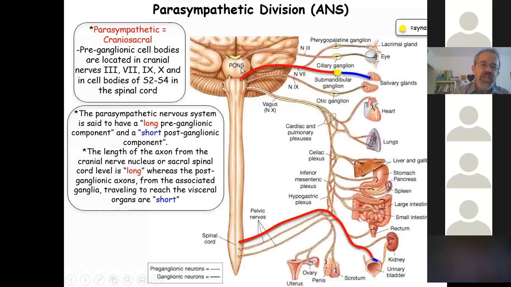All right, so this is just showing, again, the relationship. Here we've got the parasympathetic, which remember has a very long pre, short post. Long pre, short post. And it involves cranial nerves 3, 7, 9, and 10, and the sacral region. Obviously, this middle area would be where the sympathetic nerves are.